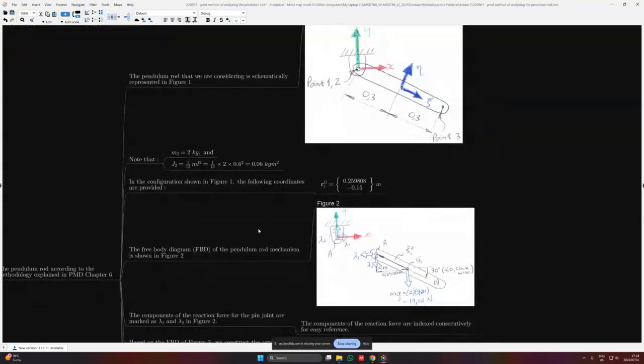Now in the configuration shown in figure 1, the following coordinates are also provided. R1G is simply a vector showing the location of the center of mass. To understand how we get this, we just have to look at figure 2, where they give us the angle of 30 degrees. Since we know that the length of the pendulum rod is 0.6 meters, we can find the location of the centroid, or the center of mass, using basic trigonometry.